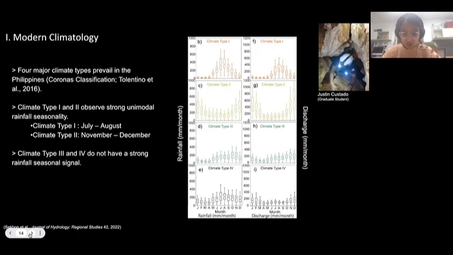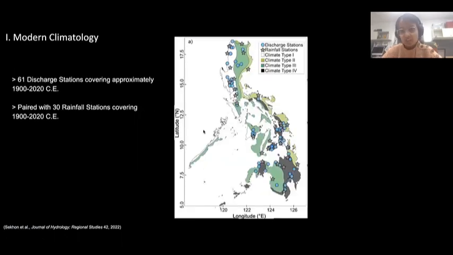So if you look at this map spatially, this is what it looks like, with climate type 1 hugging the western border of the country and climate type 2 hugging the eastern border of the country. So what we did was we paired discharge stations as well as rainfall stations spatially spread throughout the country, covering the 4 different types of climate. The circles indicate the discharge stations, and the stars indicate the rainfall stations. This is data that spanned from 1900 to 2020, so we have over 100 years worth of data.